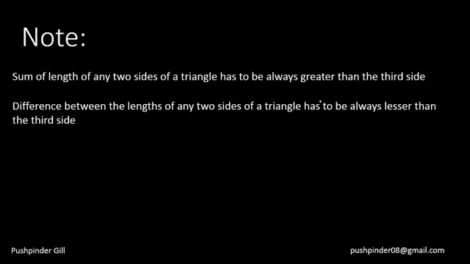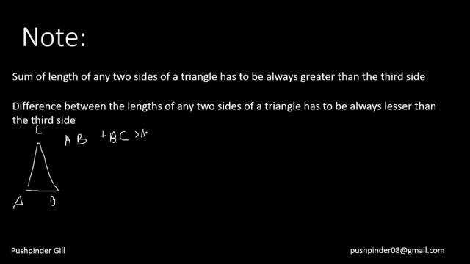Now let's go ahead and start with our very first property. The property says that the sum of the lengths of any two sides will always be greater than the third side. Similarly, the difference between the lengths of any two sides will always be less than the third side. That means, if this is a triangle with sides A, B and C, the sum of any two sides will always be greater than the third side. That is how a triangle is made.